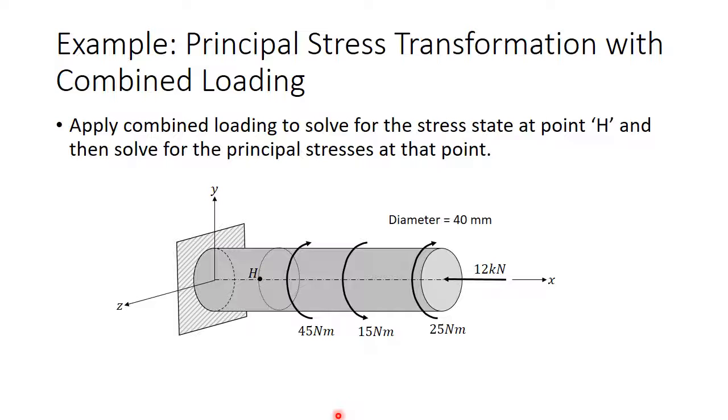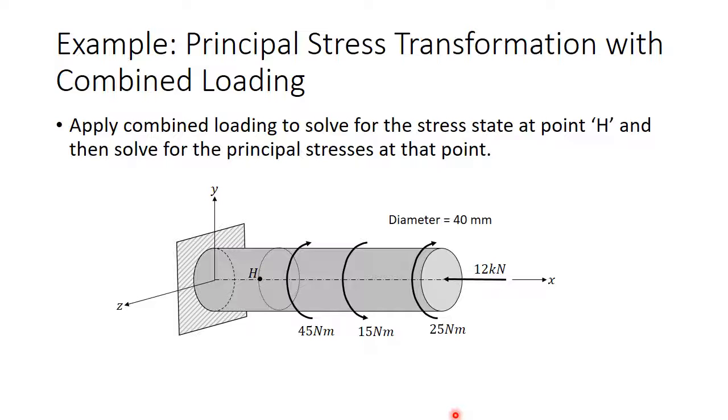Now we are going to work through an example of principal stress transformation with combined loading. This cantilever beam has 3 torques and a normal force applied to it. And we want to find the principal stresses at point H here. This problem will require knowledge of combined loading, stress state, and principal stress transformation.